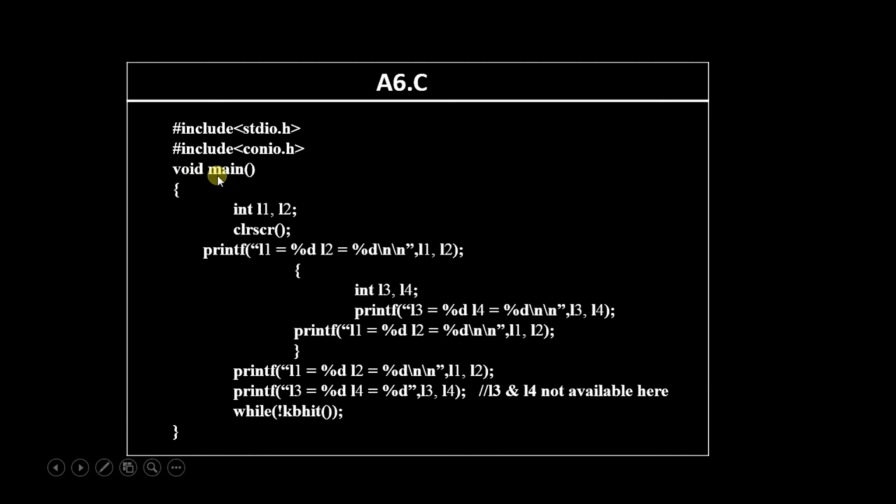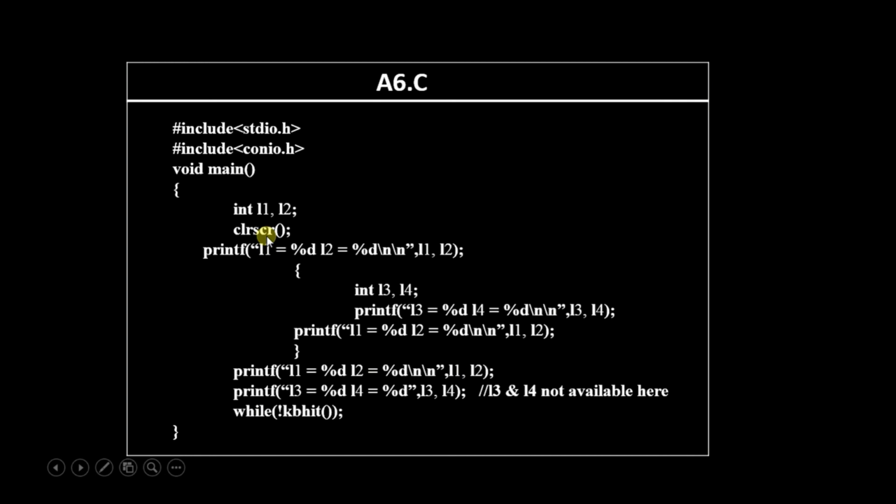Now after that, I have used the main function, whose return type is void, so it is not going to return any value. After that, I have used the open curly braces, and in that, I have declared two variables, i1 and i2, of integer data type.